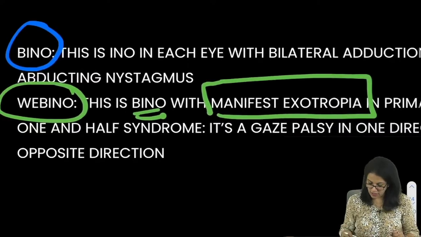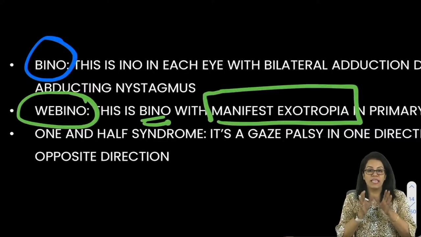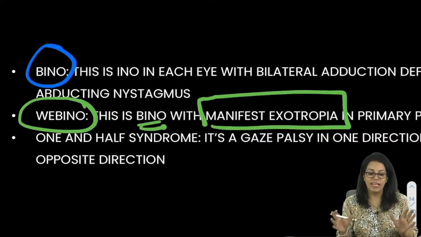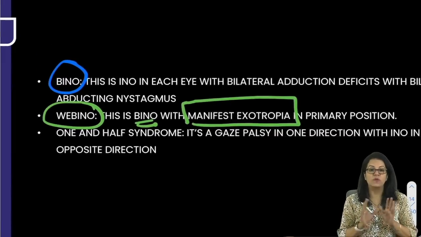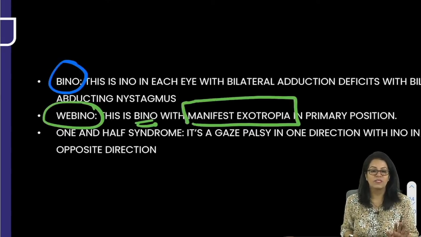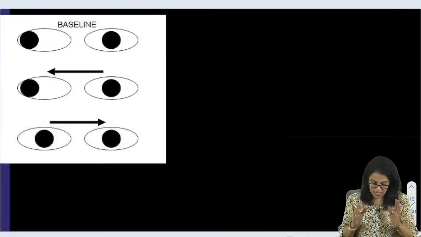Is it fine now, written? Now is it okay? So it is manifest exotropia. That is why we call it wall-eyed bilateral internuclear ophthalmoplegia. So in primary gaze there is a manifest exo, meaning divergent squint. Okay? And we already know about 1.5 syndrome. So what else did we learn about? BINO and WEBINO.